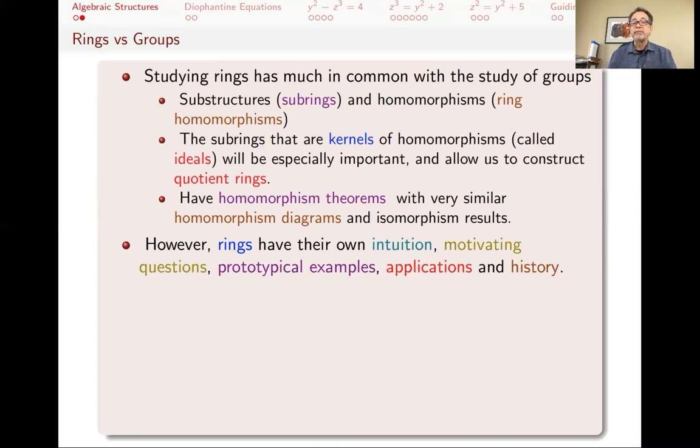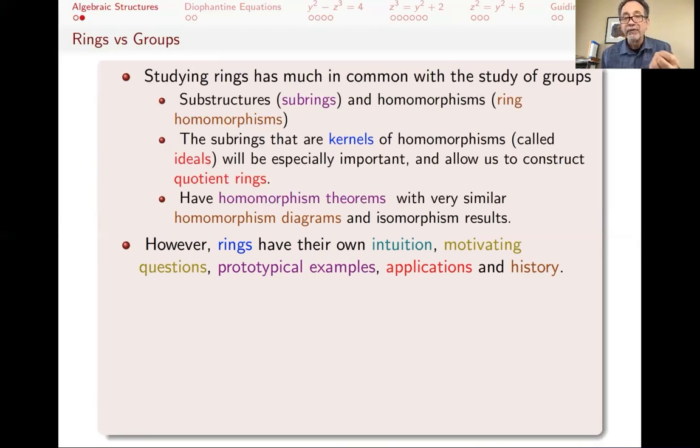They came from different places, which is why they have their own vocabulary. For example, we do not say an abelian ring. That's not a thing to say. We say commutative ring, whereas we say abelian group for a group that's commutative. We say normal subgroup, but we don't say normal subring. We say ideal.